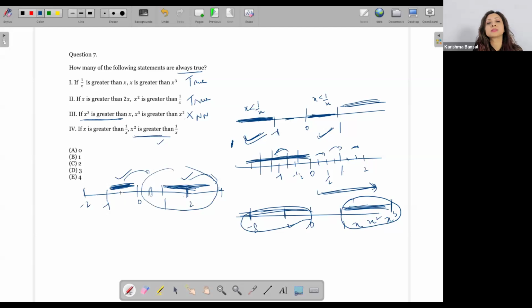In this also, because this is negative, the x square will become positive, whereas 1 by x will stay negative. And this, of course, because x square moves to the right of x, whereas 1 by x moves to the left of x in the 0 to 1 range. So for all numbers, this will also be always true, which means that my answer is going to be 3. Is that okay?